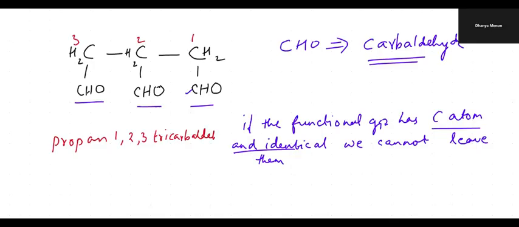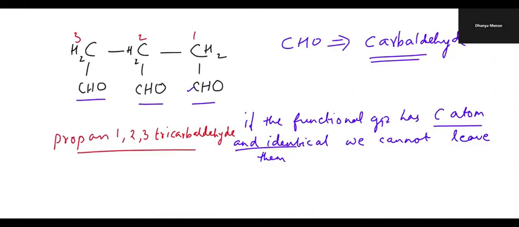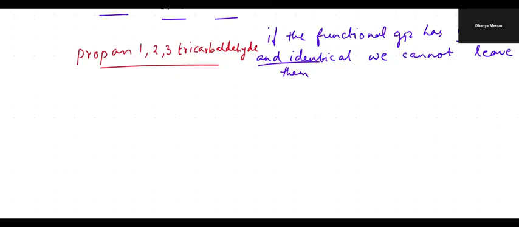I hope I'm clear. All of them have the carbon atom. All of them are identical, so we cannot leave them. We have to treat them all equally. But I'll write another structure to bring about the difference. So if I have something like this, CHO, CH2, CHO. Here I am in a position to number all of them.